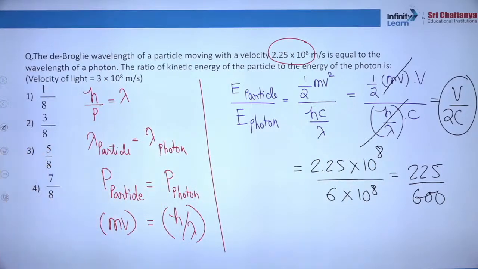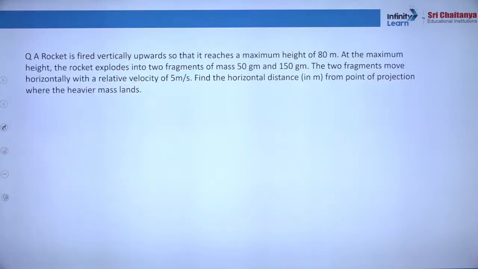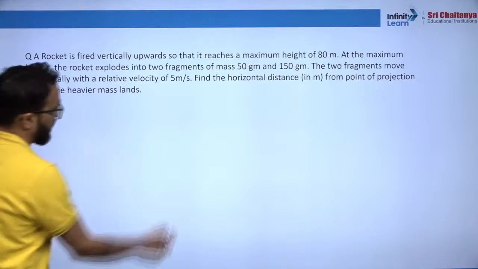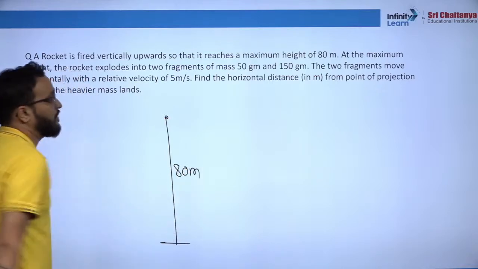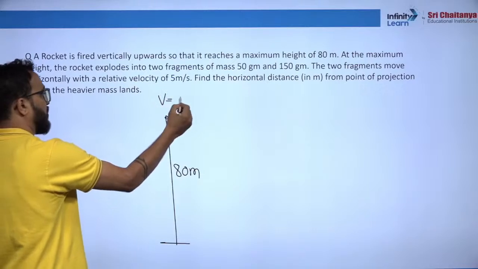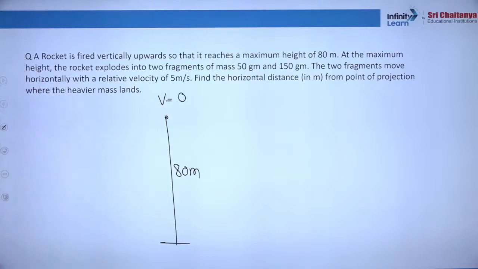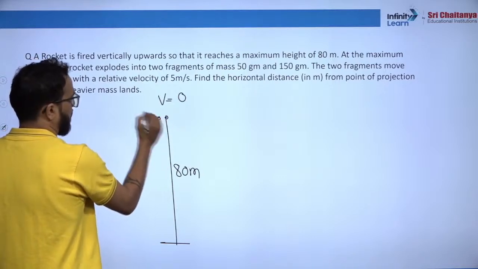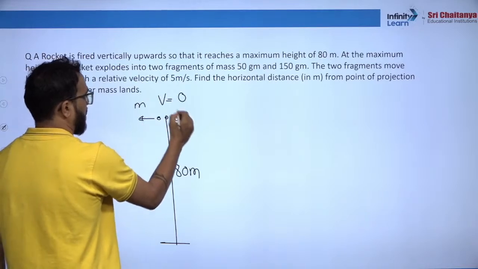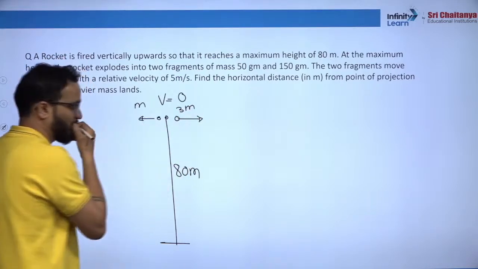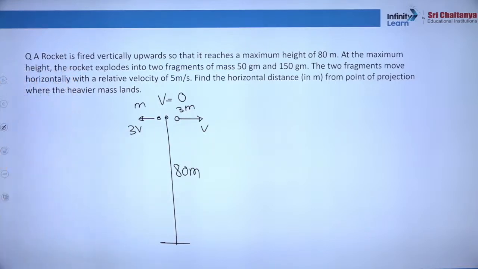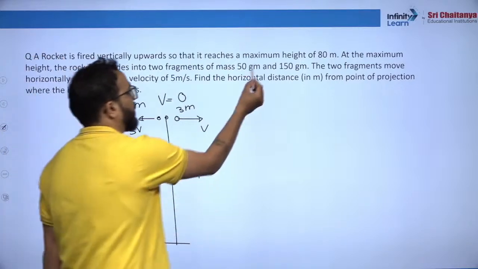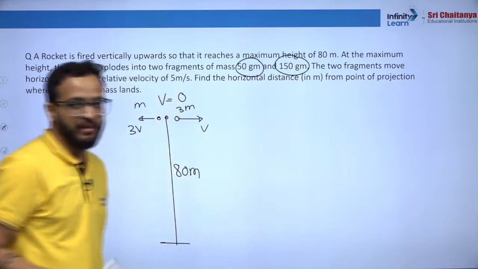Any doubt? No. So a rocket is fired vertically upward so that it reaches a maximum height of 80 meter. Maximum height means velocity is now 0 here. Now it explodes. So I will say that there is m and there is 3m. They go such that it goes with 3v and it goes with v, right? This is clear now because the masses are breaking in the ratio of 1:3. So speeds will be in the ratio 3:1.